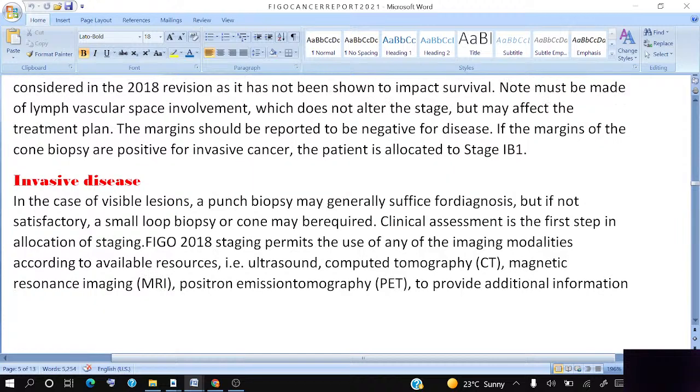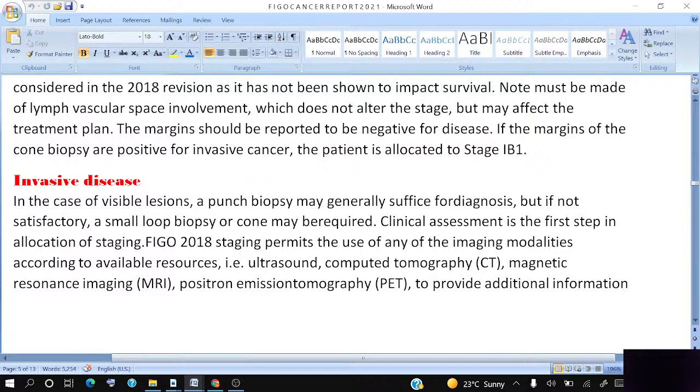For invasive disease in the case of a visible lesion, a punch biopsy is generally sufficient for a diagnosis, but a small loop biopsy is not satisfactory. So a cone biopsy, a small loop cone biopsy, or a cone may be required. The clinical assessment is the first step in allocation of staging.